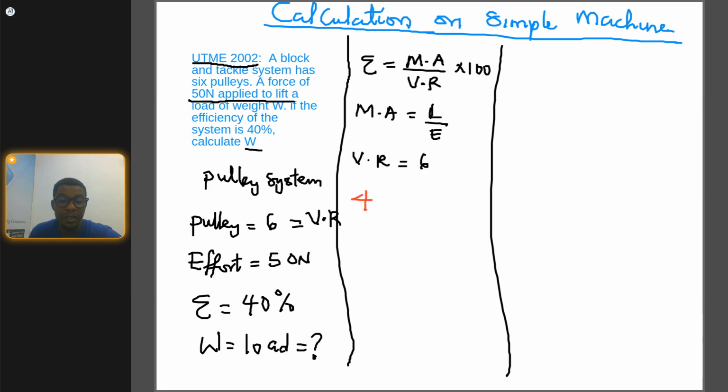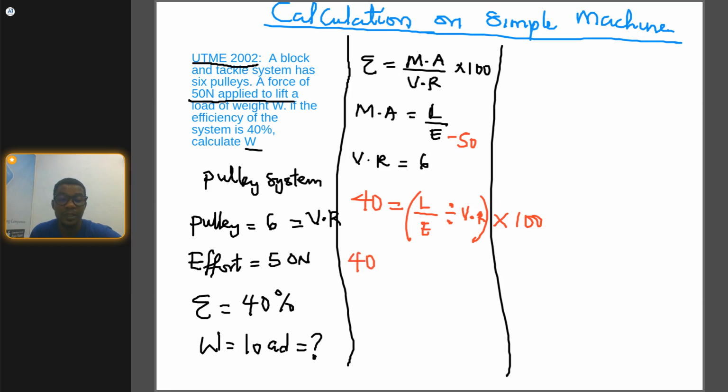So I can substitute that into the formula. I will say we have 40%, which is also 40, equals to the mechanical advantage. The mechanical advantage is load over effort, and effort has been given to be 50 Newton. So that means we have mechanical advantage, which is load over effort, divided by the velocity ratio, close the bracket, everything is multiplied by 100.